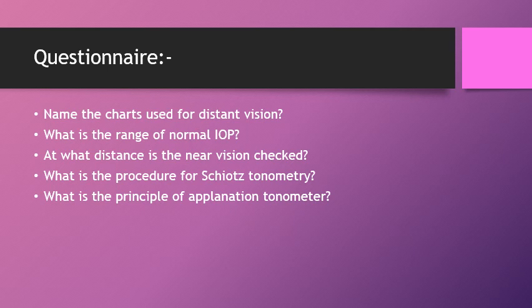There are a few questions at the end of this presentation. The first question is, name the charts used for distant vision. The second question is, what is the range of normal IOP? The third is, at what distance is near vision checked? The fourth question is, what is the procedure of Schiotz tonometry? And the fifth question is, what is the principle of the applanation tonometer? Hope you write the answers, and find out the answers if you don't know by seeing the presentation. Thank you.